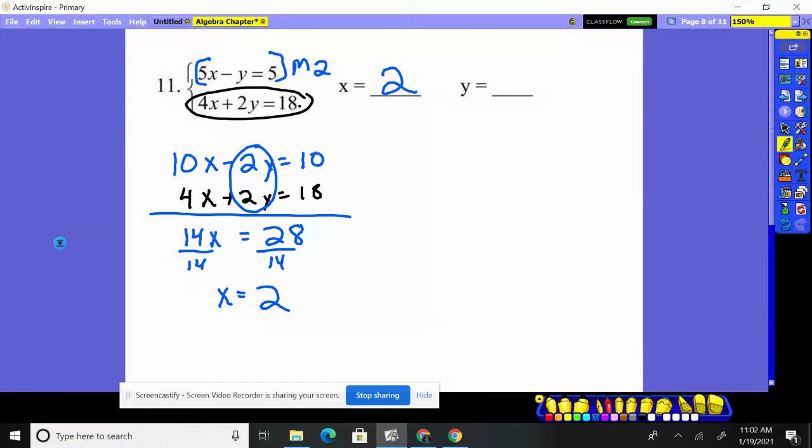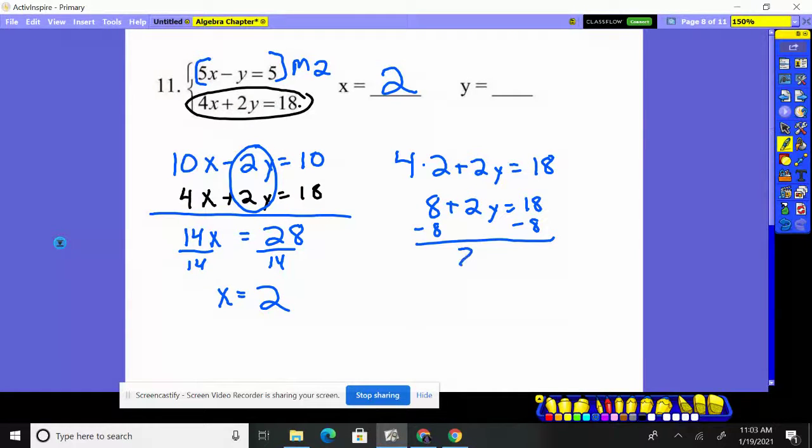I now know the x value is 2. I can plug that into either one of the equations to get y. I'm going to go to the second equation. 4 times x, which is 2, plus 2y equals 18. 8 plus 2y is 18. Go ahead and subtract your 8. We're almost there. 2y is 10. Divide by 2. You get y is 5.